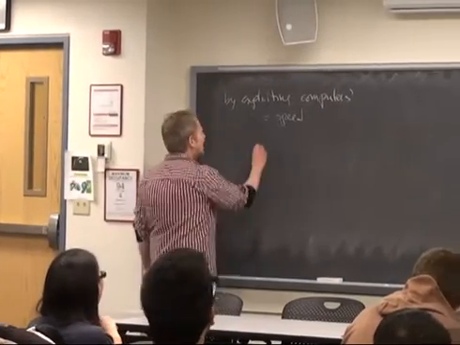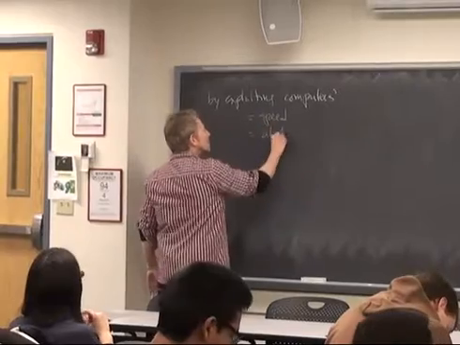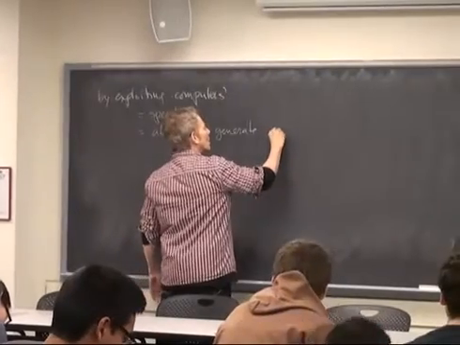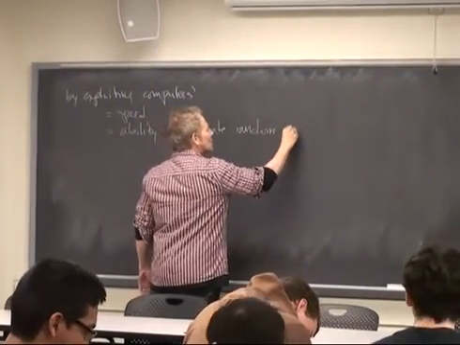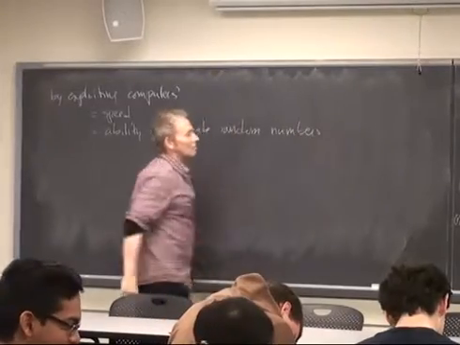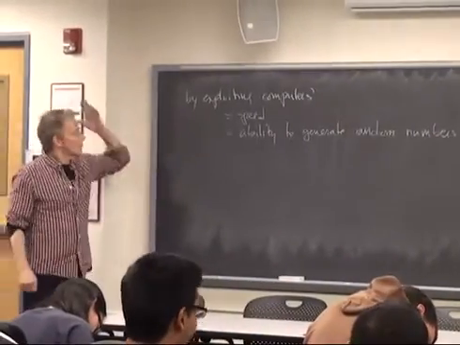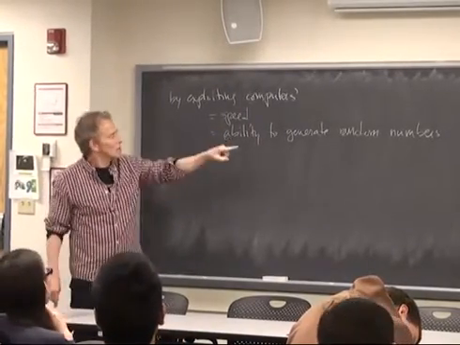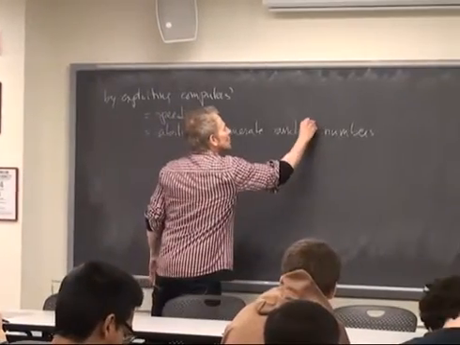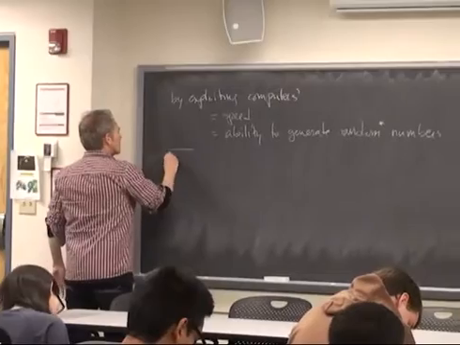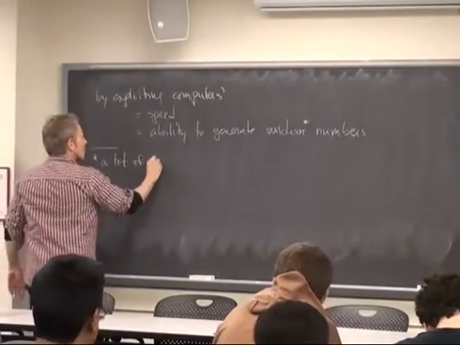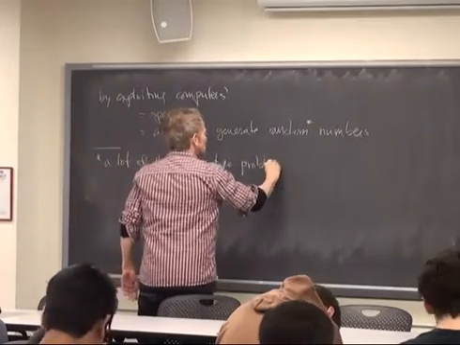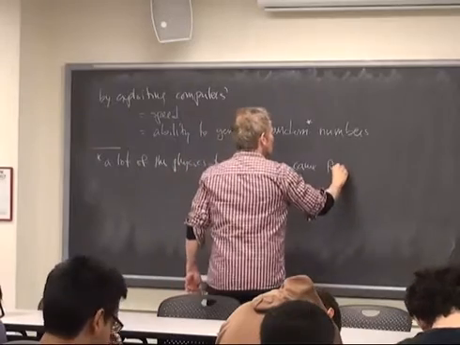Computers' speed and ability to generate sequences of random numbers, and I won't go into how they do that. There are all kinds of ways. But he was thinking, wouldn't it be cool if we could do this? And why would the random thing be important? Because a lot of the physics problems they wanted to solve came from statistical mechanics.